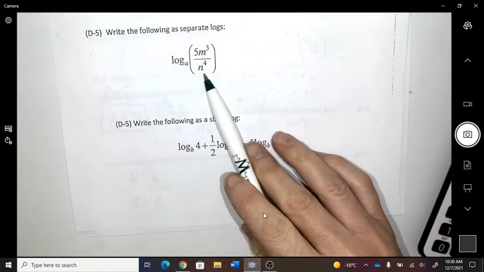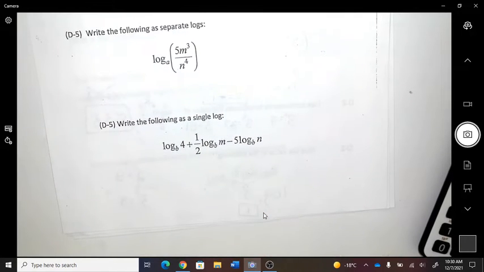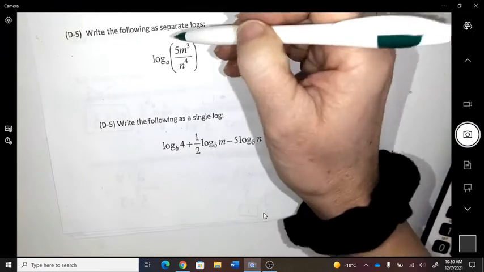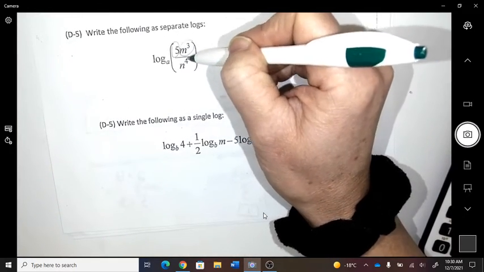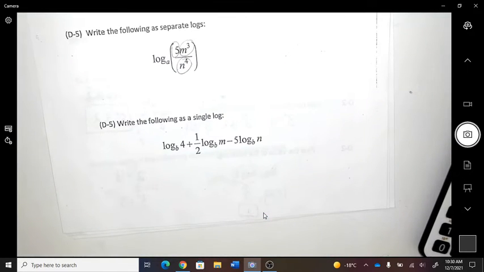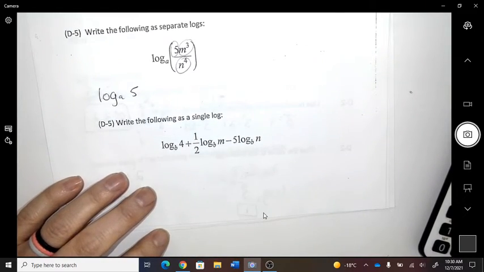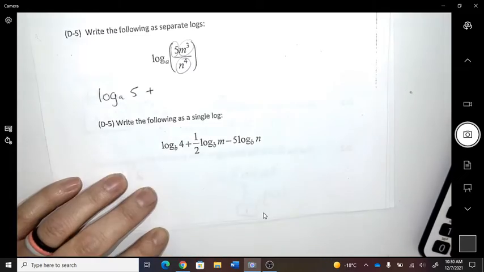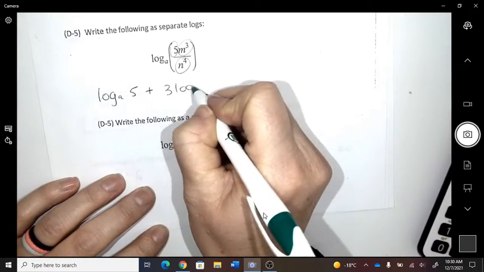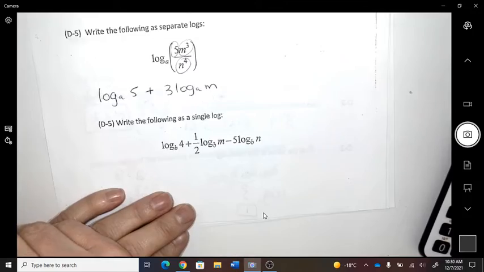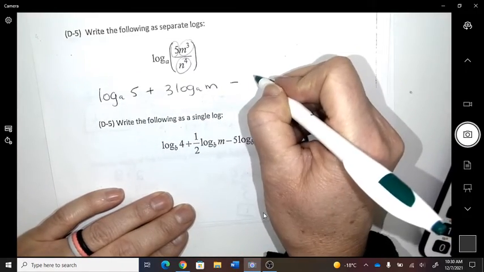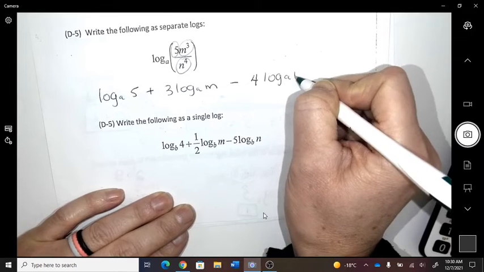Okay, the next one here, when I separate this, how many different separate units will I have? I'm going to have that, that, and that. I'm going to have 3 separate units. Okay, so log base 5, multiplying becomes add. 3 log base M, division becomes subtract, exponent goes to the front.